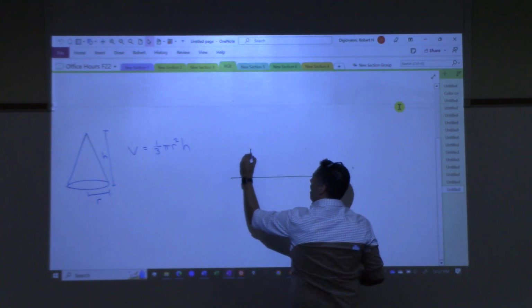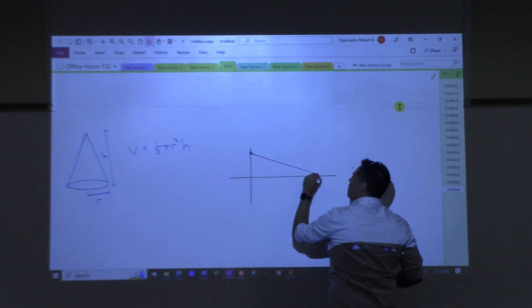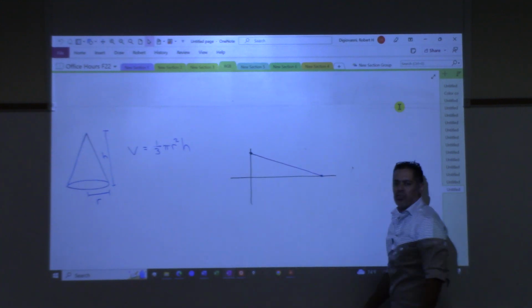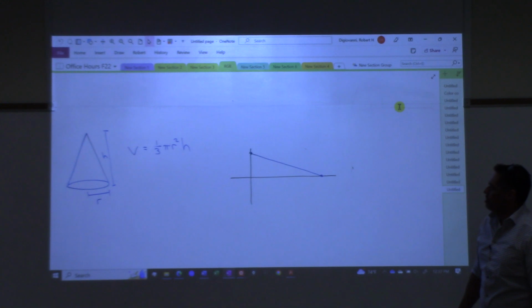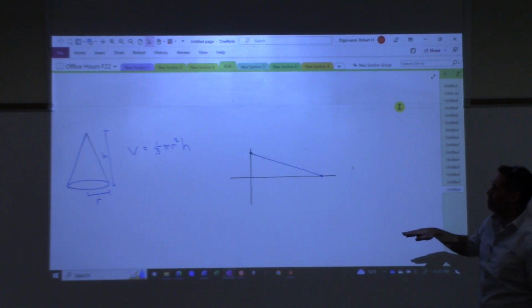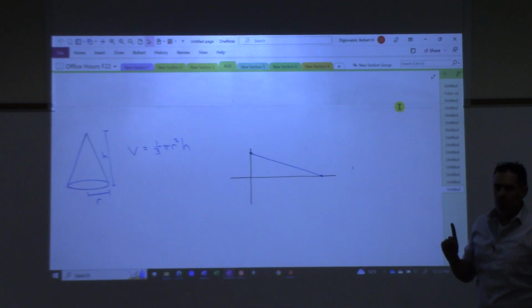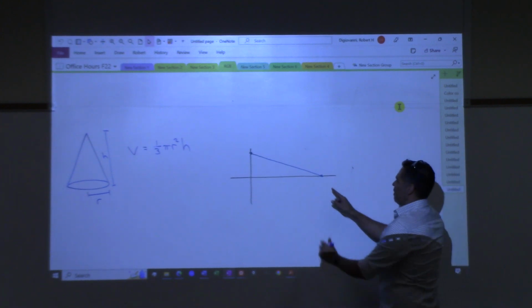Draw just a line that goes from here to here, and imagine wrapping that around the x-axis. Now the question is, what is the equation of that line? I actually do have 2 points. Can someone tell me what this point is?